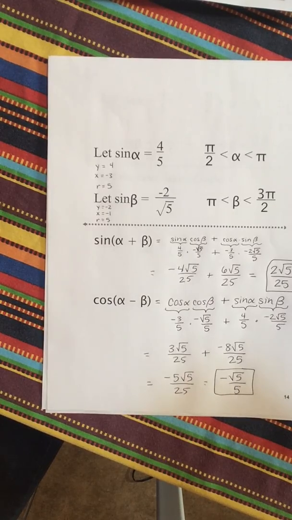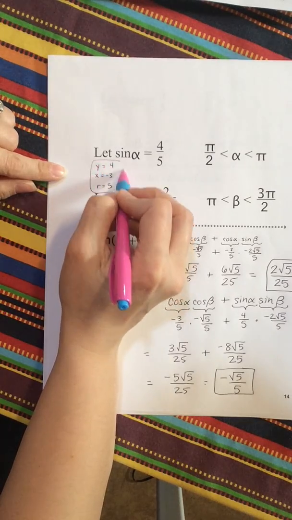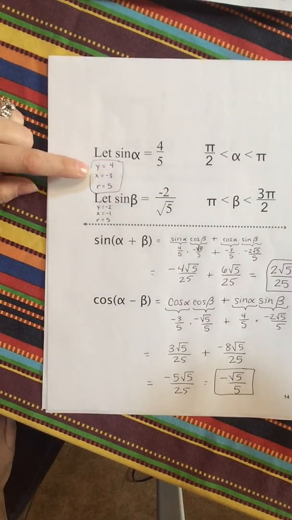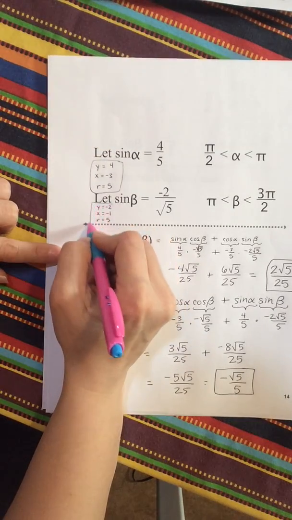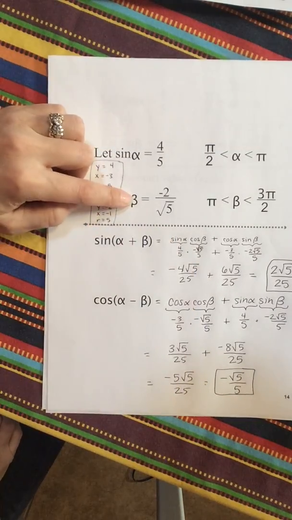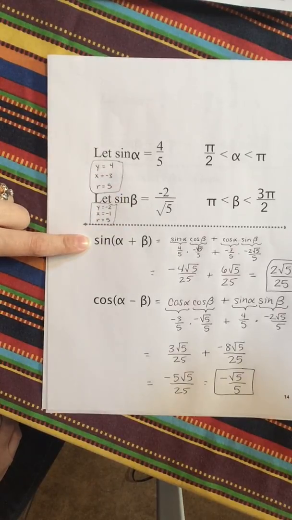So this is combining two different ideas. First, we had to deal with the fact that our radius is not 1, so we have to figure out x, y, and r specifically for alpha. And then we had to figure out x, y, and r specifically for beta. And once we had all those values, we apply it to the formulas that we talked about yesterday to get our answers.